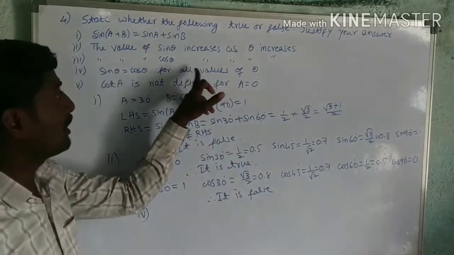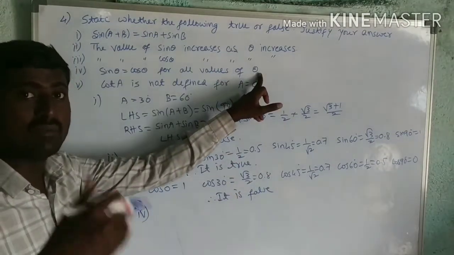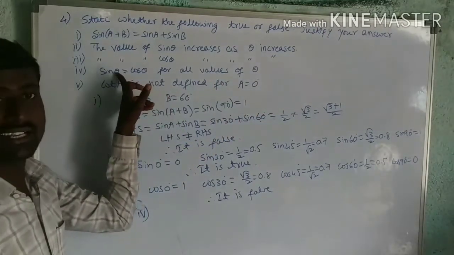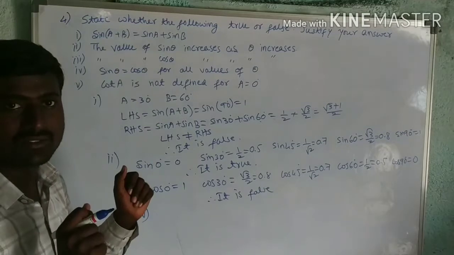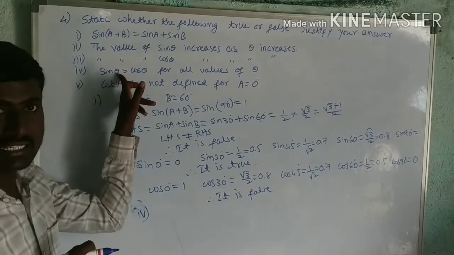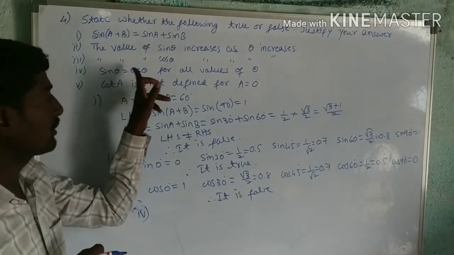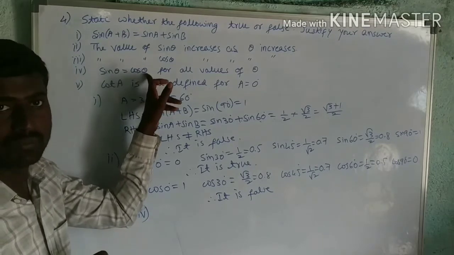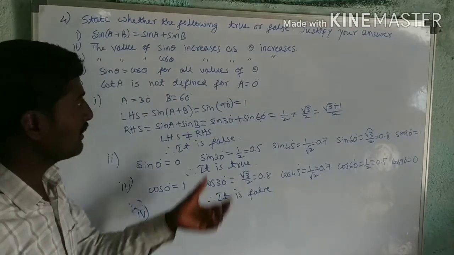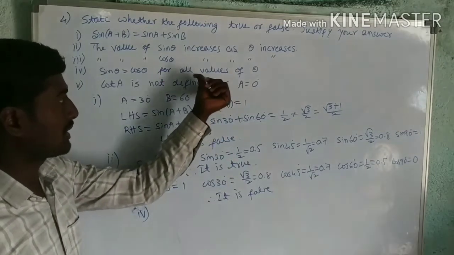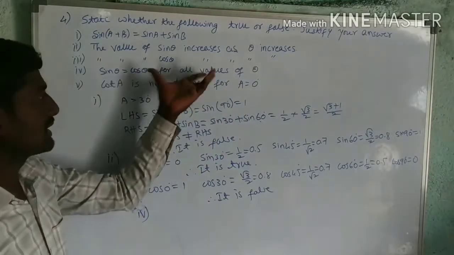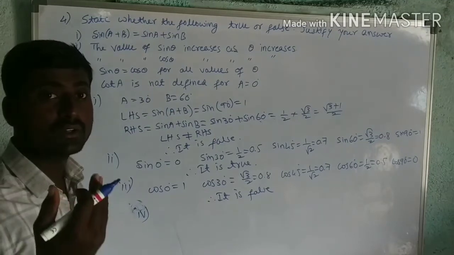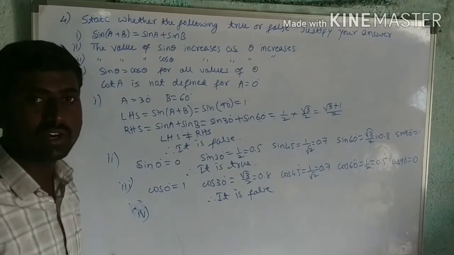What they said is, for all values of theta. If we take 30, sin 30 is 1 by 2, cos 30 is root 3 by 2. They are different. If you take 60, sin 60 is root 3 by 2, cos 60 is 1 by 2. They are different. Okay. So it means for all values of theta, this is not equal. Therefore, the given statement is not true, or the given statement is false.